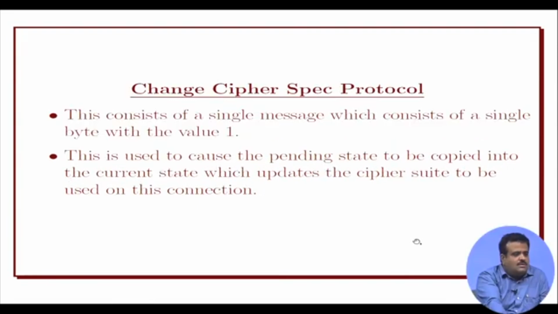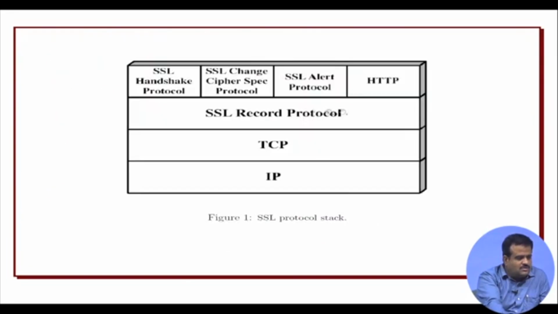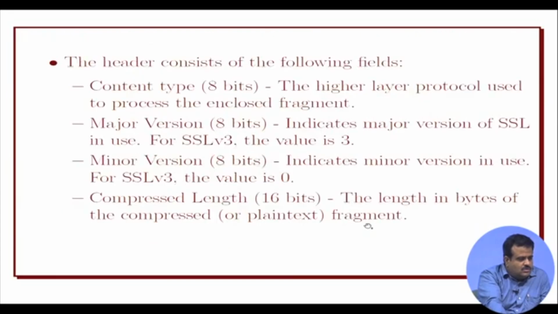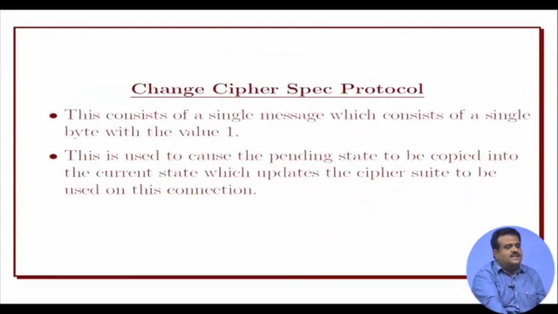So, now we talk about the top level protocols. We have already discussed this. Now, let us talk about these top level protocols, like what we are doing here. So, this is the change cipher specification protocol. It consists of a single message which consists of a single byte with the value 1. This is used to cause the pending state to be copied into the current state, which updates the cipher suite to be used for this connection.